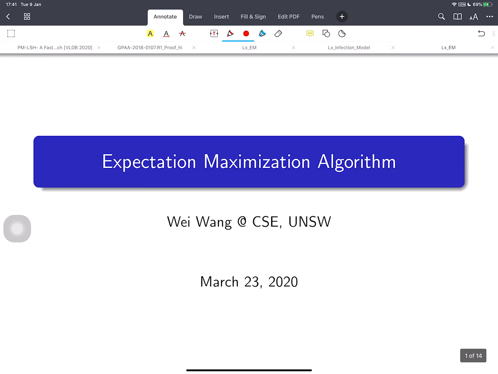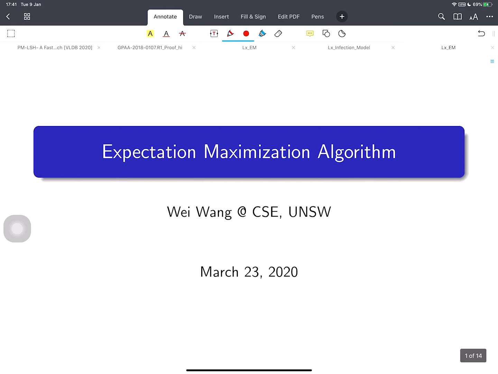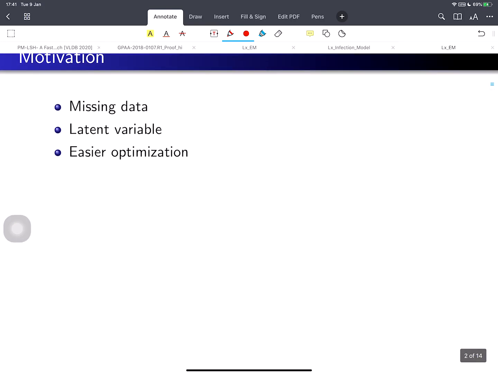EM is a very well-known algorithm, and of course, we'll be looking at simpler versions of it, but for complex models, it can still be used. It was actually very popular before the deep learning era because as long as you have, for example, one of three scenarios, you can use the EM algorithm. The first is missing data. The second one is latent variables.